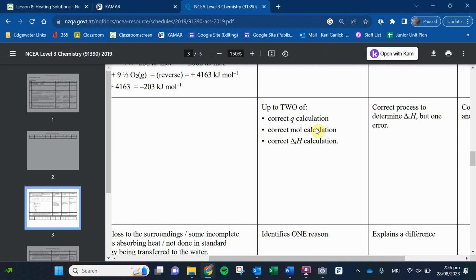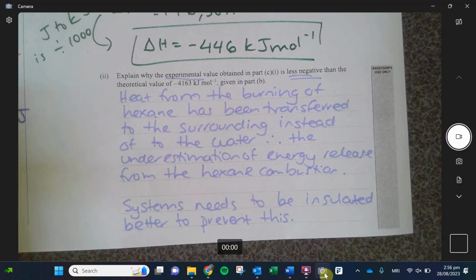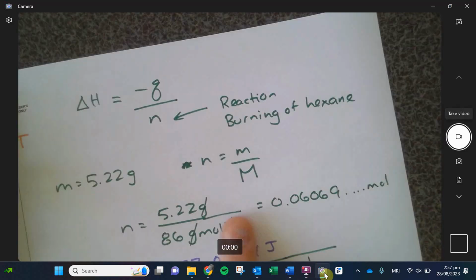Lots of achieved points for this question. There were 3 possible ways, but they didn't let you take all 3 points. They gave you 2 out of 3 as the max. The first correct calculation was calculating the Q value correctly. Second was the correct calculation for the mole conversion. They gave you an achieve point for that.